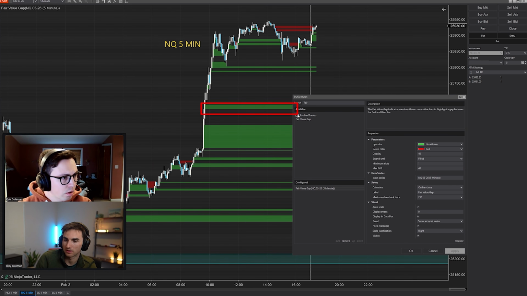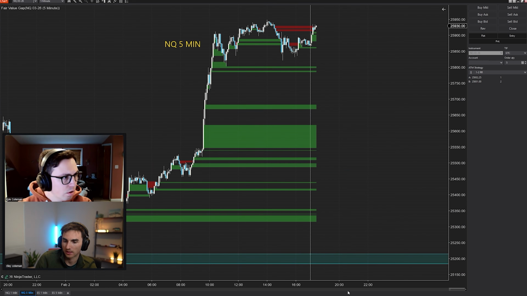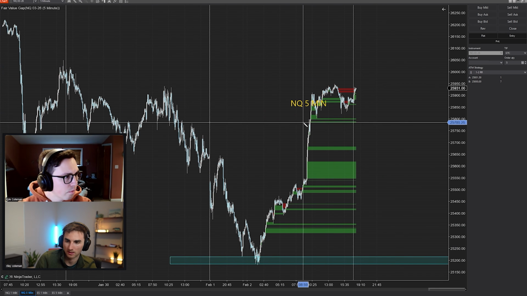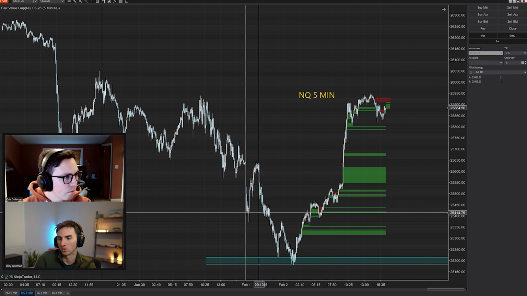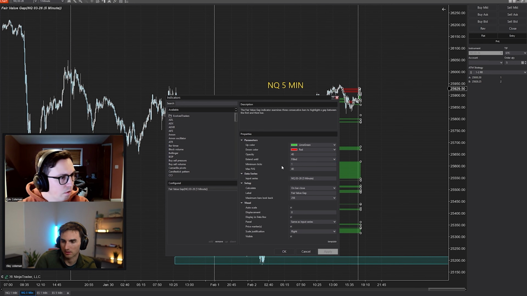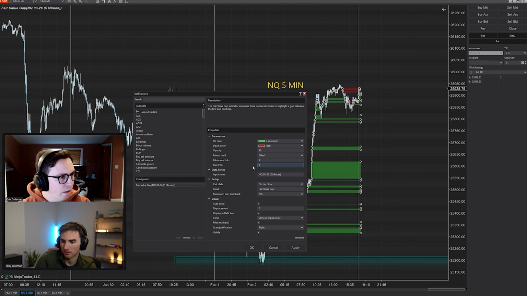Max FVG is just how many it will show. Each one of these is a fair value gap. If you scroll back, it's only showing 40, I think, on mine, and that might be the default. If you want more, you set more. The basic settings work pretty well. It might be 10, but I don't really have a number.